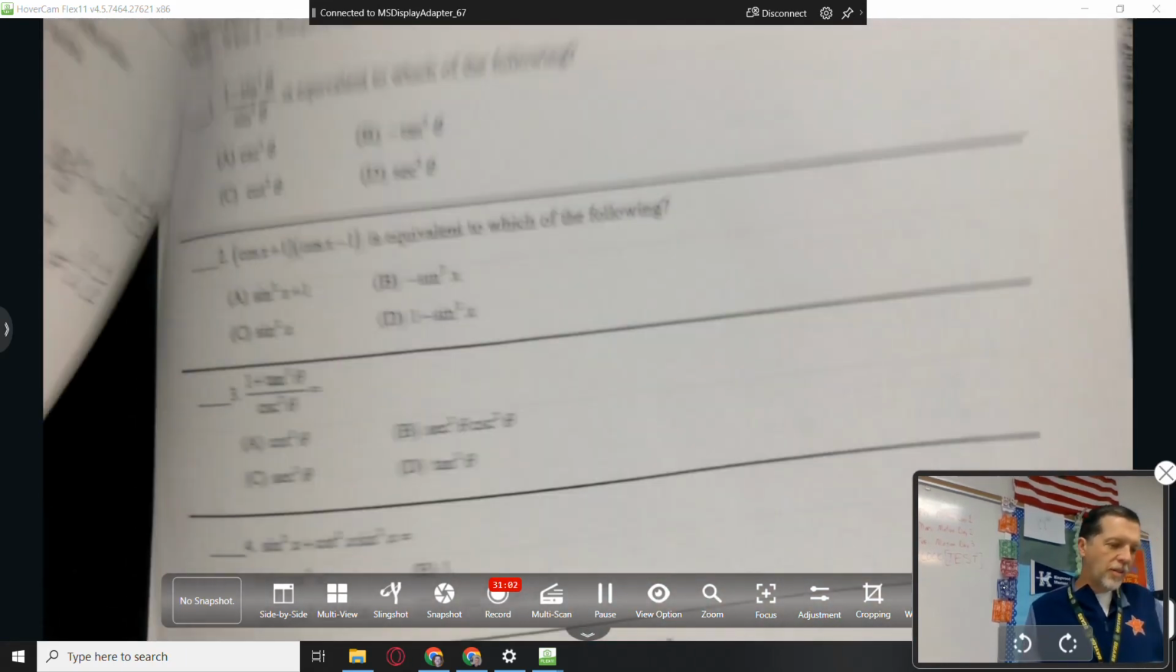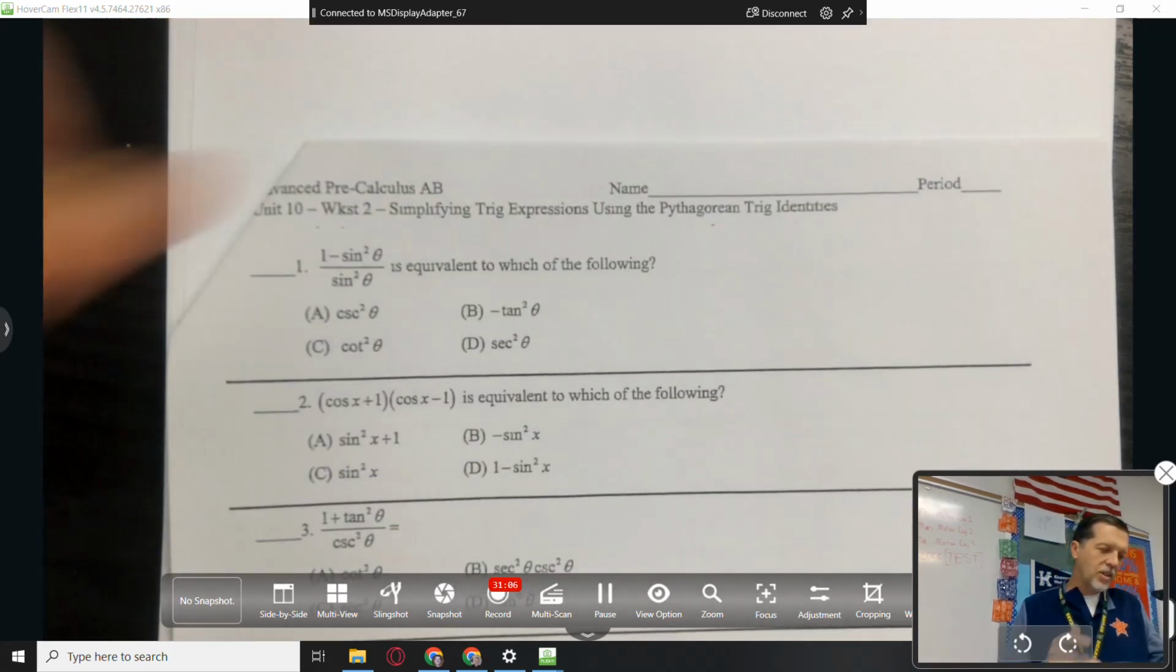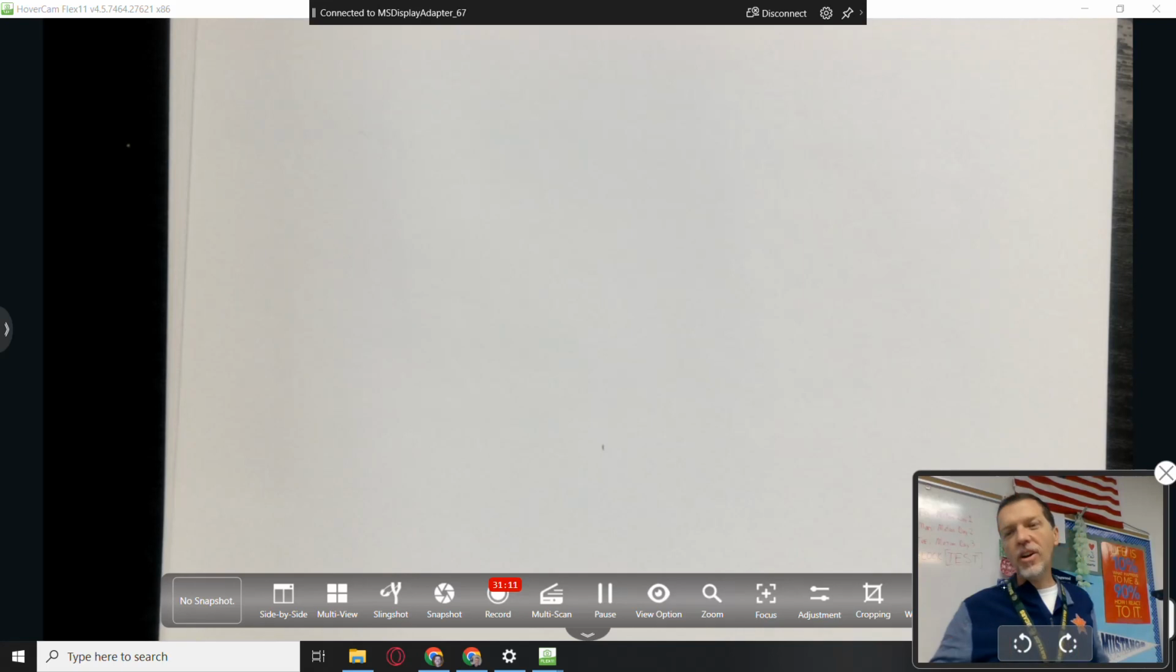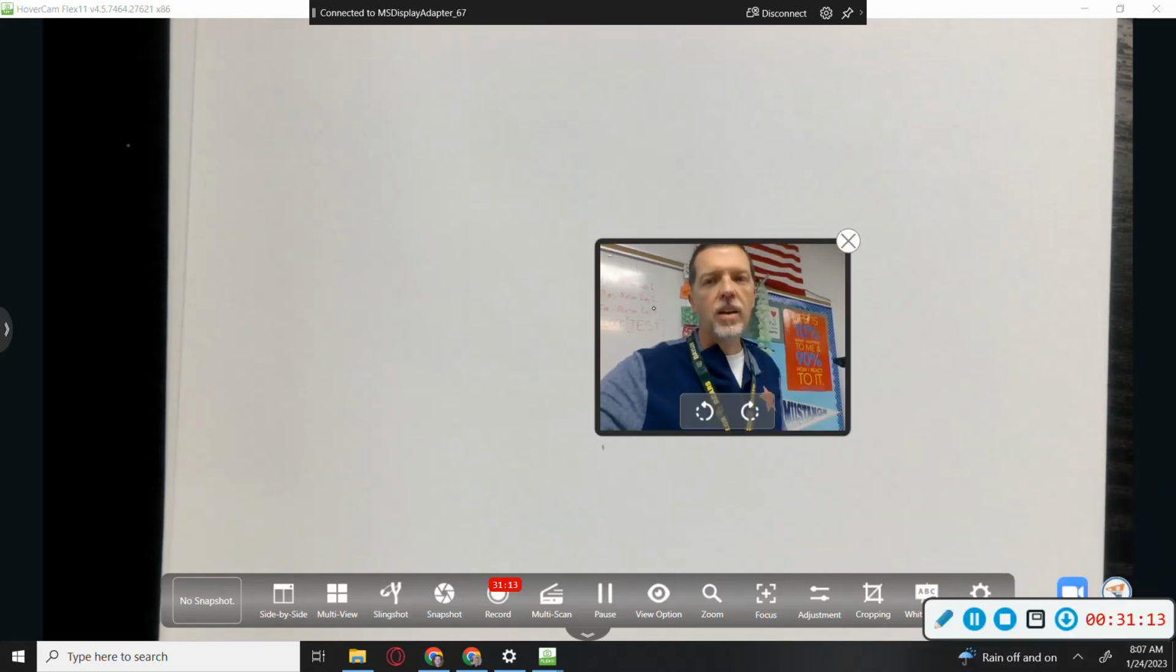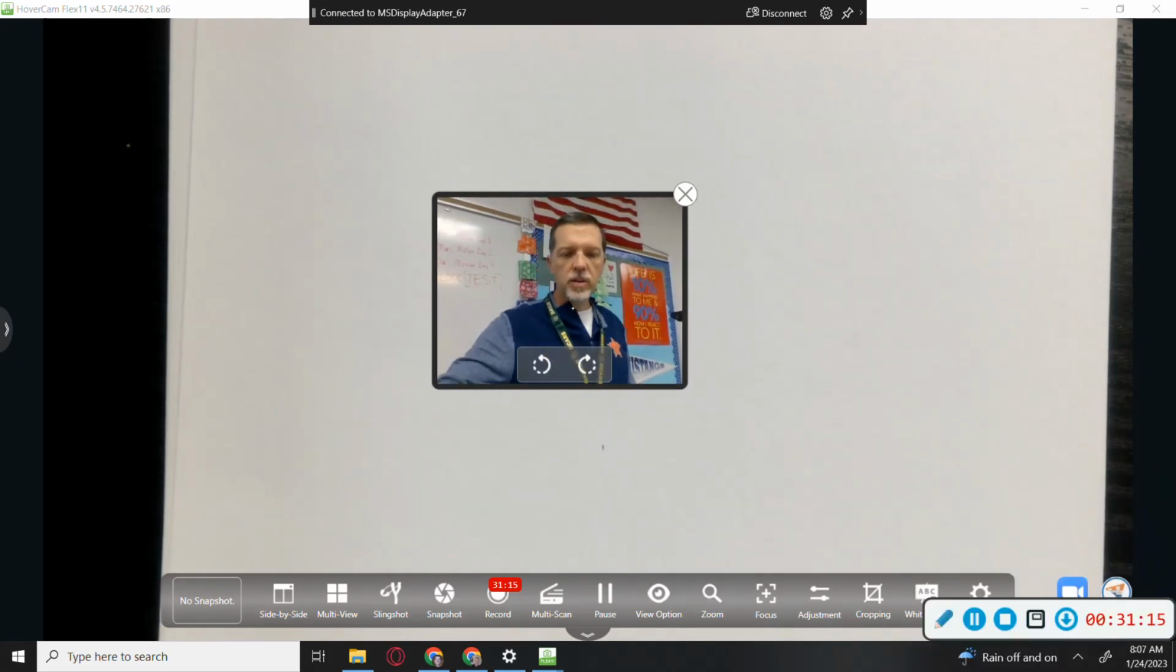All right, so we've added to our bag of tricks, but we still need to use the ones that we already know. So today's assignment, worksheet 2, definitely try some of those so that we can go over them tomorrow.